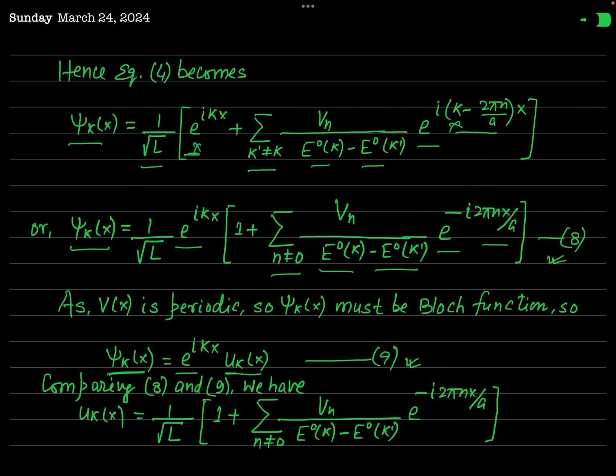You can see a comparison of 8 and 9 implies that this function u k of x is simply equal to 1 over square root of L times 1 plus summation n not equal to 0 V n over E naught k minus E naught k dash times e to the power minus i 2 pi n x over a. Okay, this is actually u k of x. And in this way, we have obtained the wave function, and you can see this wave function is simply in the form of the Bloch function.